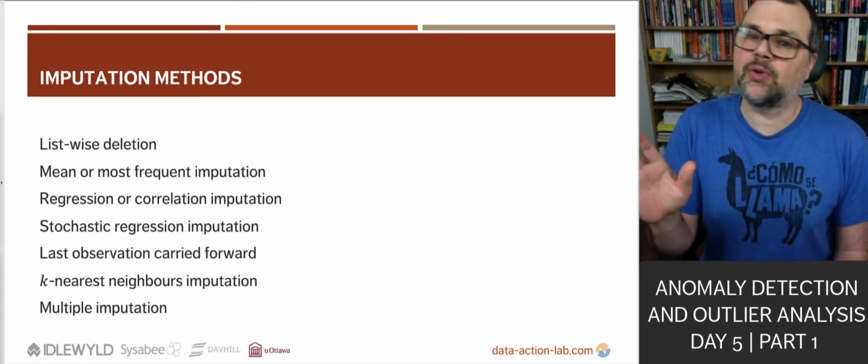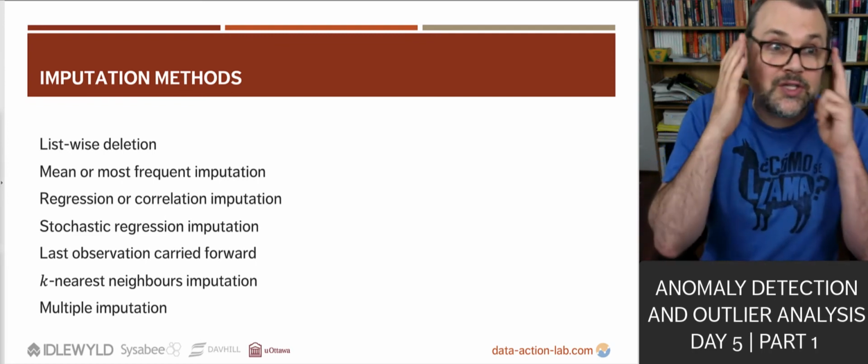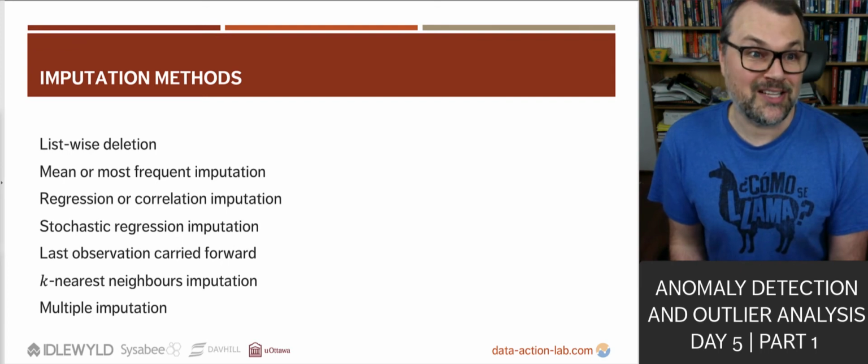There are tons of imputation methods. List-wise deletion is a form of imputation. You're saying, I'm removing the observations that have missing values. That's my solution.